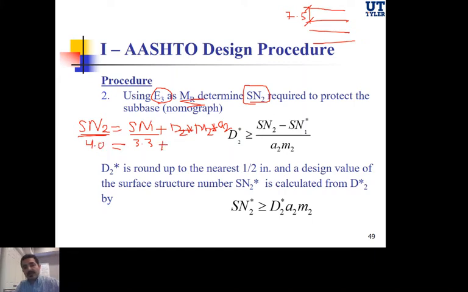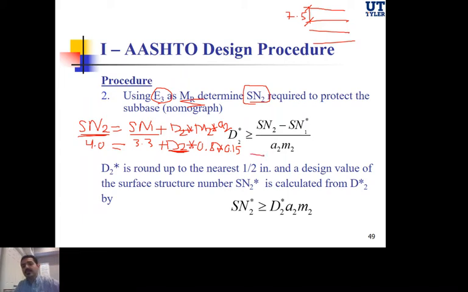And now D2, this is the unknown to me, times M2. Let's say M2, similar to the problem that we did last time, is 0.8. And A2, let's say, is 0.15. So the unknown here is D2. So to get D2 here, you can do your calculation. You need to subtract 4 minus 3.3, so it's 0.7, then over 0.8 over 0.15, and therefore the thickness of the second layer is 5.83.